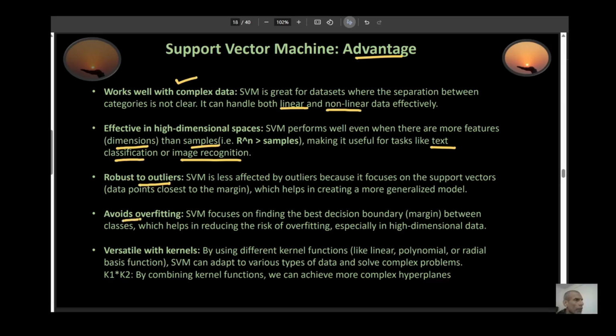Also, it avoids overfitting by using the margin, by using the hyperparameter C. Also, it's very versatile with kernels. By using different kernel functions like linear, polynomial, radial, you have many kernel functions. By using these different types of kernel functions, it can adapt to various types of data and solve complex problems. Another interesting thing you can do is you can combine kernels, and this way it gives you more complex hyperplanes.